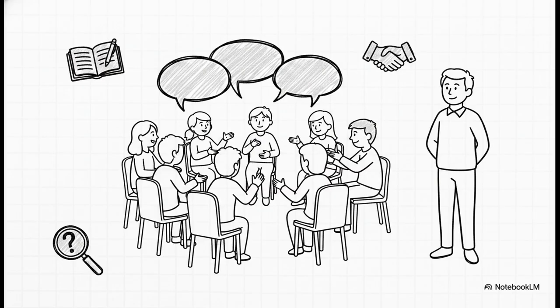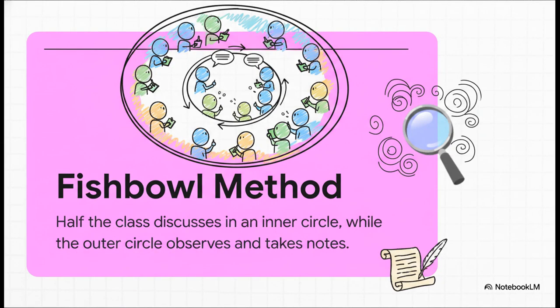But for this to work, students really have to follow specific, collaborative rules to sustain the dialogue. They've got to come prepared with annotated texts, address their peers instead of always looking to the teacher for validation, ask probing follow-up questions, disagree respectfully without attacking the person, and keep their points brief so everyone gets a chance to participate. To physically encourage this kind of dynamic, teachers will often use setups like the fishbowl method.